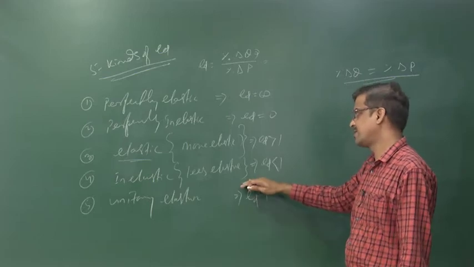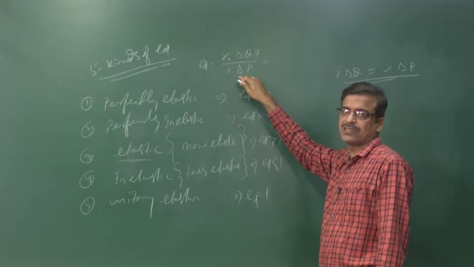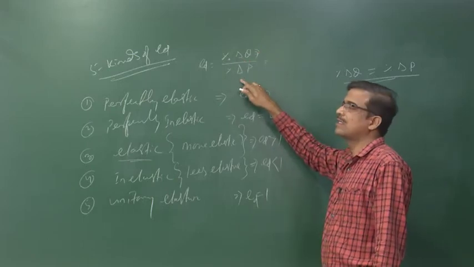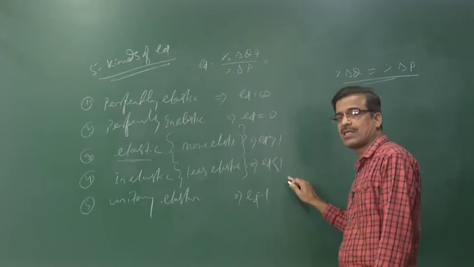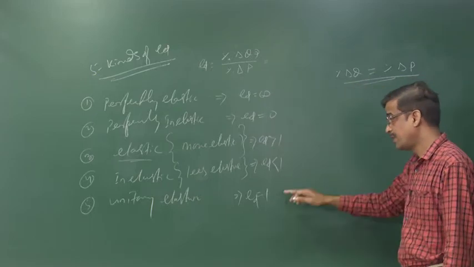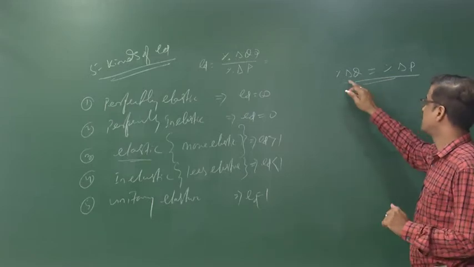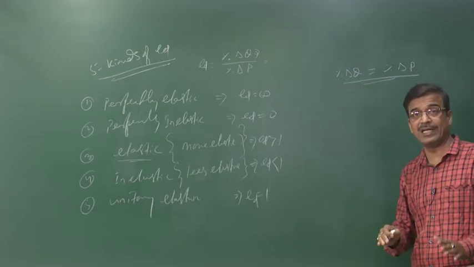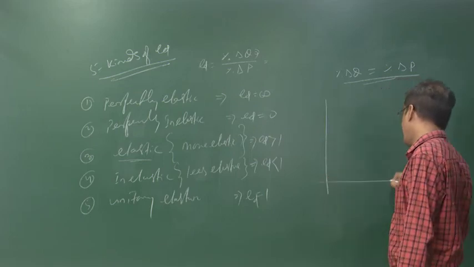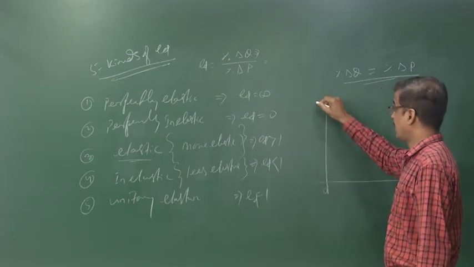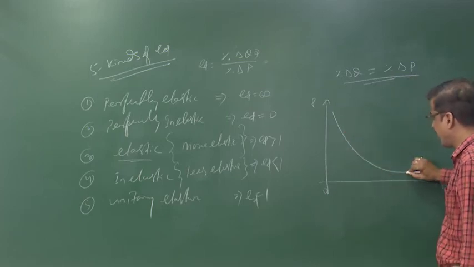But in the next case, inelastic or less elastic, percentage change in quantity demand is less than the percentage change in price. That means the numerator is less than the denominator, the outcome is definitely less than 1. But here is the case of equal to 1, that is called the unitary elastic. Here the percentage change in quantity demand exactly equals the percentage change in the price of the product. For that reason, the demand curve is a rectangular hyperbola.